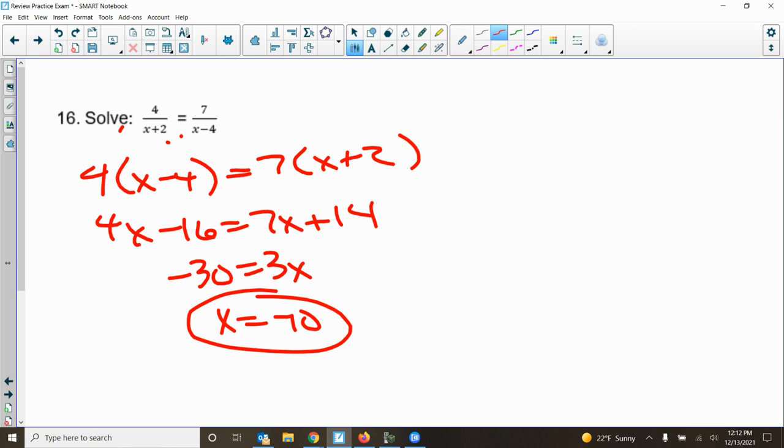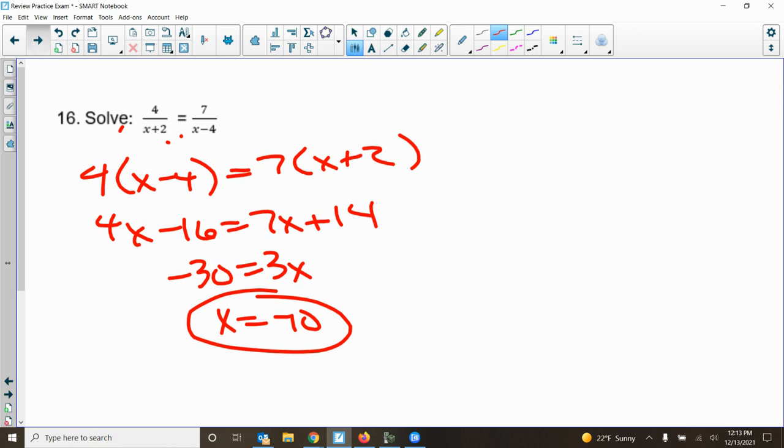Negative 2 and positive 4 would be domain issues in this case. Negative 2 makes the left denominator 0. Positive 4 makes the right denominator 0. The answer didn't end up being one of those, but had the answer been negative 2 or 4, you'd have had to cross those out, because those are not possible to plug into the denominators. Any issues on 16? Not too bad. We should be fine.